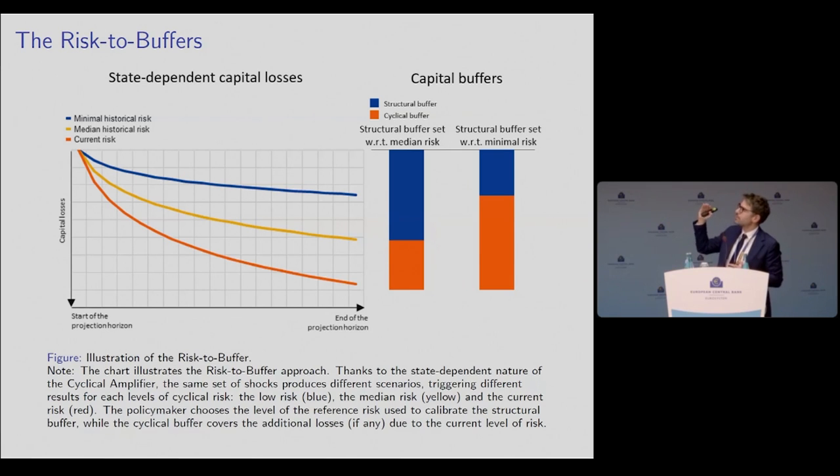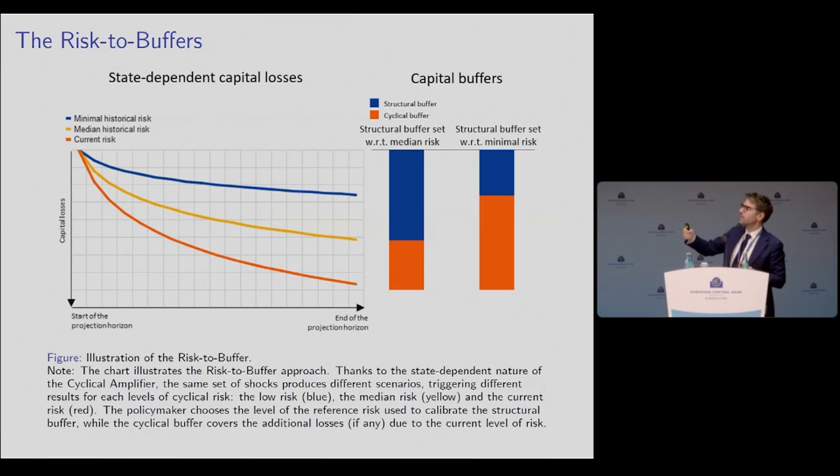So the risk buffer works in this way. We fix a reference level with respect to a historical risk. Let's say that the median risk is our reference level. So the yellow losses that we obtain under the median risk are going to be covered by the structural buffer. The additional losses, let's say that we are in the current risk, the red case, these additional losses are going to be covered by the cyclical buffer.